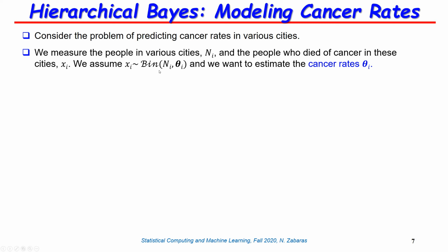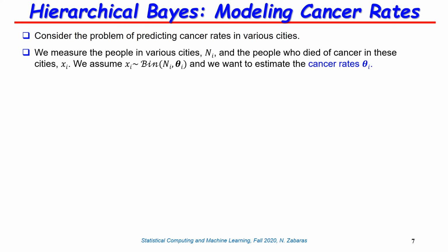And we assume that xi follows a binomial distribution, where theta i is the rate of dying from cancer, let's say, or having cancer in the city i. Okay? So the objective of the problem is, given Ni and xi for different cities, to compute these cancer rates theta i.